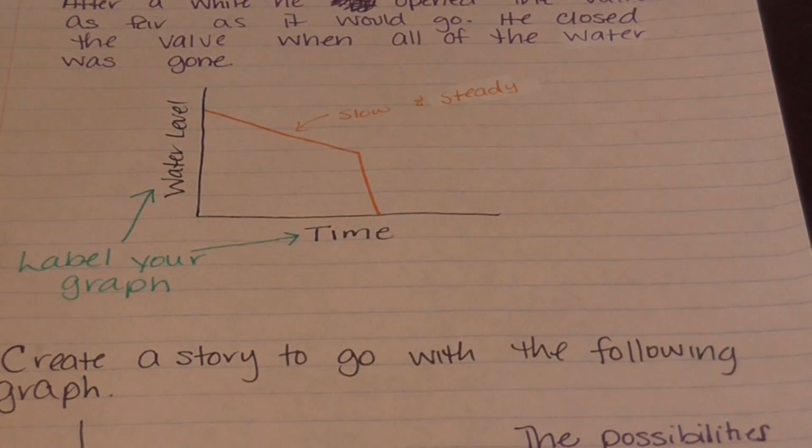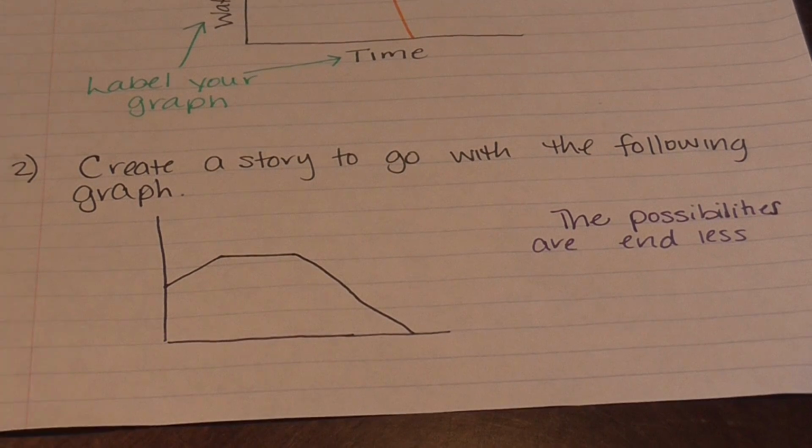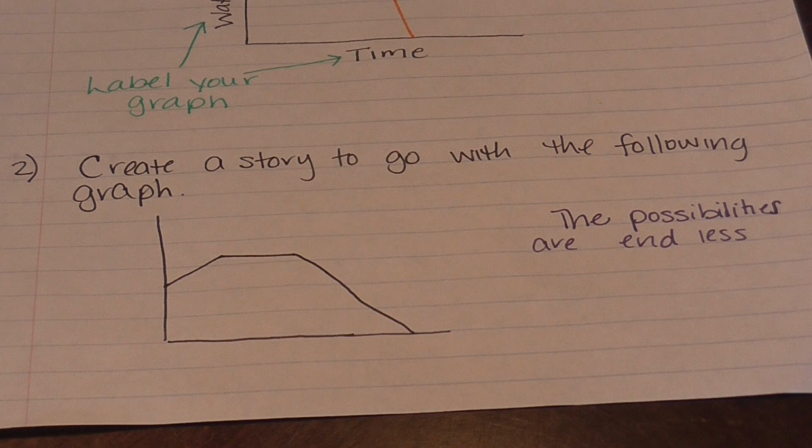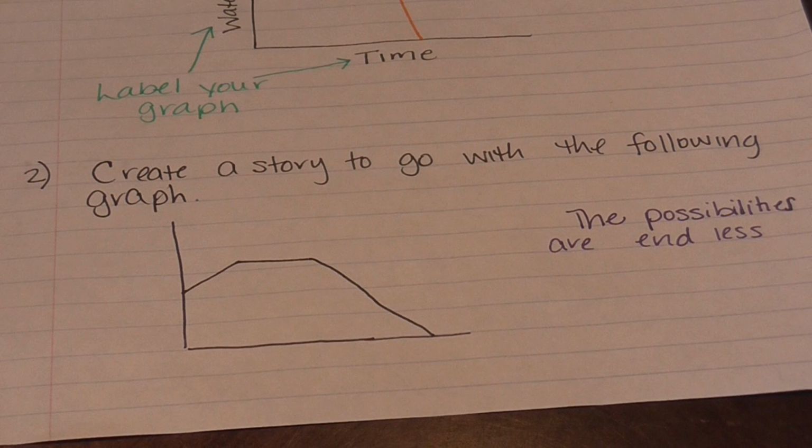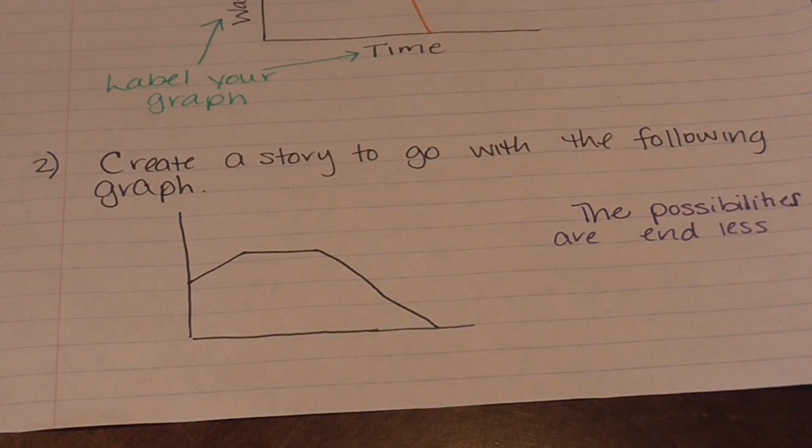Create a story to go with the following graph. If we have a graph like this, the possibilities are endless. This graph could represent all kinds of stuff. It could represent the temperature of food when it's being cooked. It could represent the pace that somebody was running. It could represent how fast a car was going, how fast an airplane was going. It wouldn't necessarily represent somebody's height, for example, because somebody doesn't get taller and then get way shorter. It wouldn't necessarily represent somebody's age. So there are lots of different things that it can represent, and some things that it wouldn't make any sense to represent.